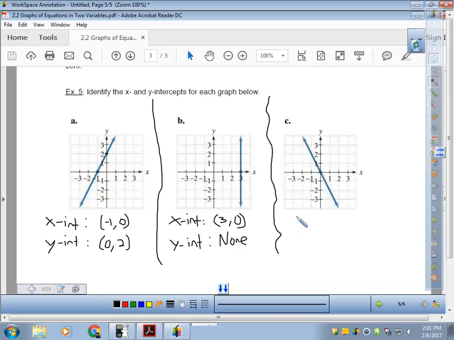Alright, last one. For this particular graph, for our x-intercept, we're looking for where it crosses or touches the x-axis. And that happens right here at the origin. So our x-intercept is 0, 0.